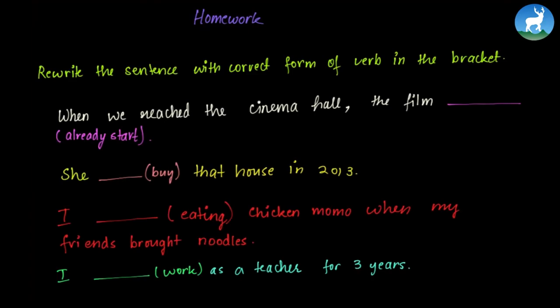This is all for today's class. The homework for today is to rewrite the sentences supplying the correct form of verbs in the bracket. The first question: when we reached the cinema hall, the film, the verb is already start. In the second question: she, the verb is buy, that house in 2013. The third question: I, the verb is eating, chicken momo when my friends brought noodles. And the last question: I, the verb is work, as a teacher for 3 years.